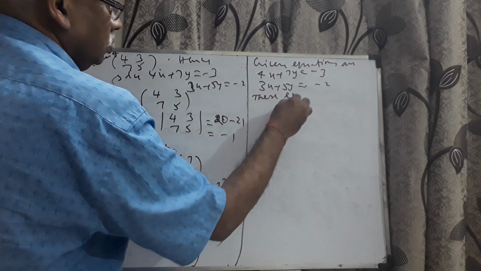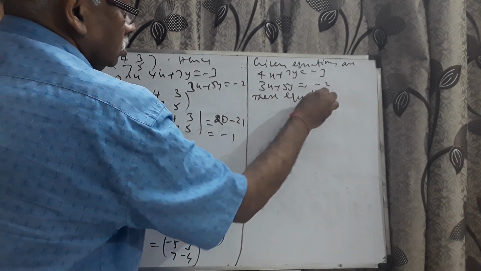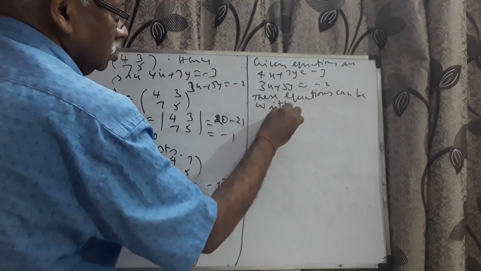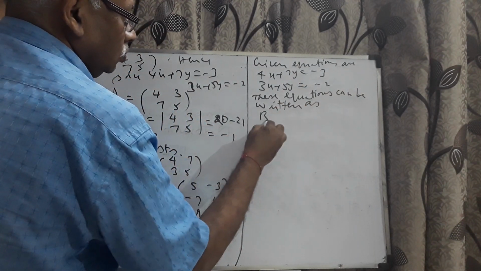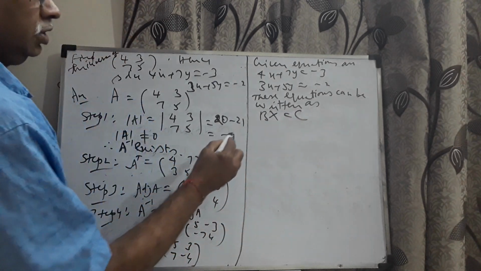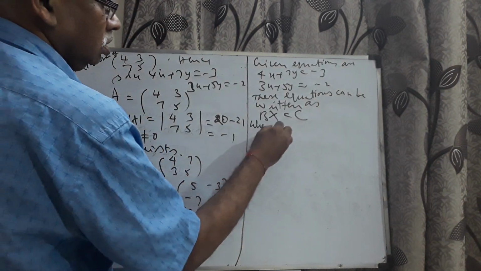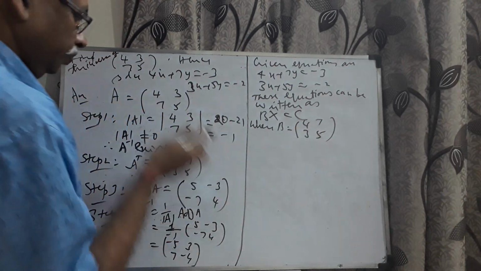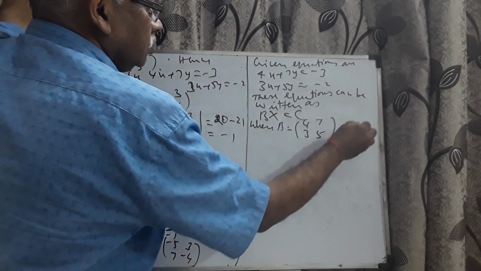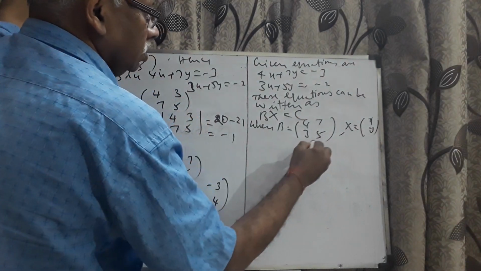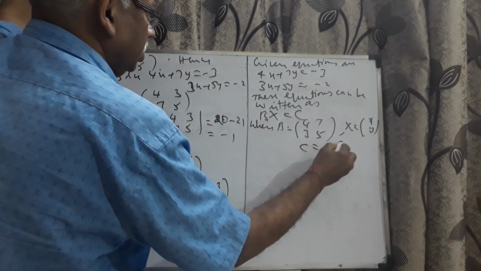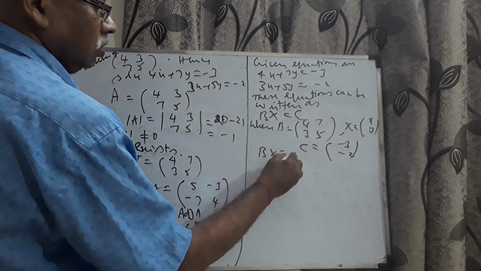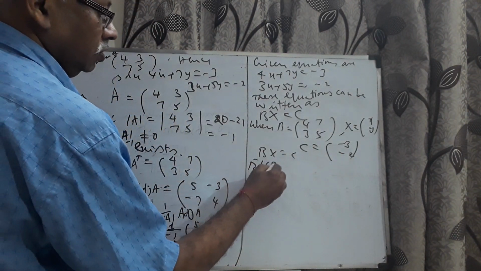These equations can be written as BX equal to C, where B is [4 7; 3 5] and X is the column matrix with the variables, C is the column matrix with the entries on the right hand side, minus 3, minus 2. Now BX equal to C, pre-multiply B inverse on either side.